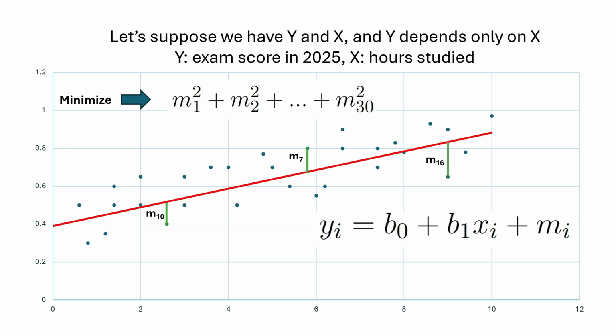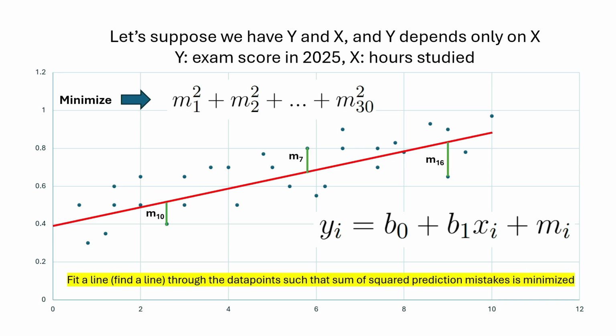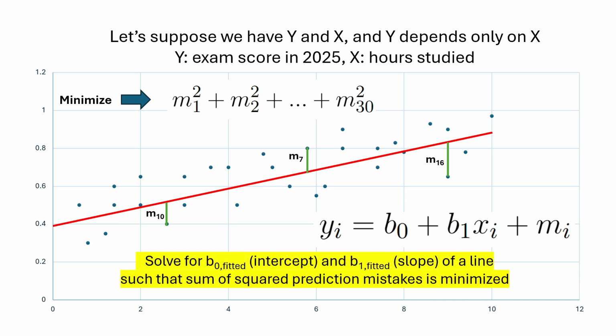So then now we can state our goal a bit more mathematically. And that is to fit a line or find a line through the data points such that the sum of squared prediction mistakes is minimized. And this goal is the same as the goal where we solve for B0, intercept of the fitted line, and B1, slope of the fitted line, such that the sum of squared prediction mistakes is minimized.